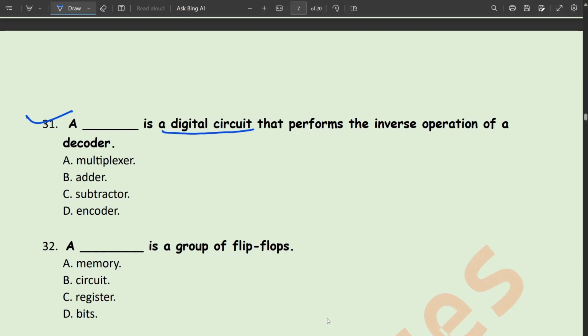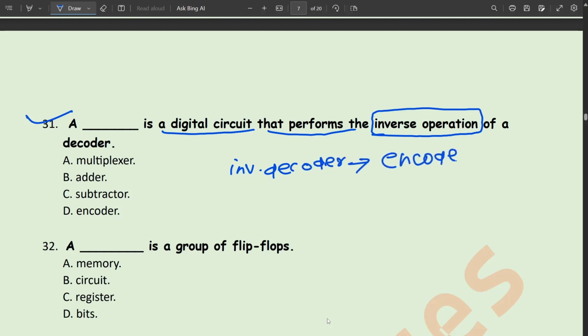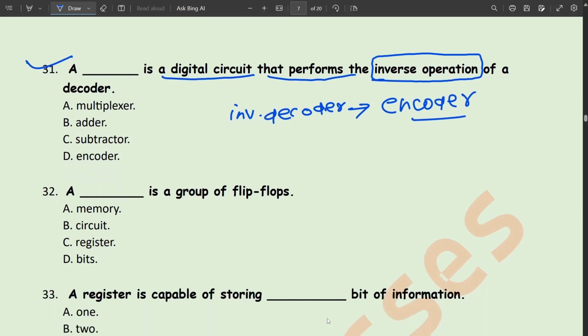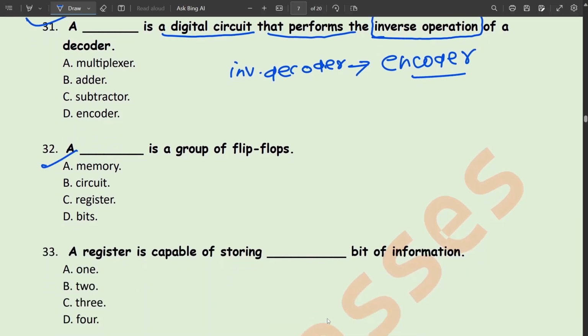Next, a blank is a digital circuit that performs the inverse operation of decoder. Inverse operation of decoder, so the answer will be option number D. Inverse of decoder is encoder. Okay. Next, a blank is a group of flip-flops. The answer will be register. A register is a group of flip-flops.